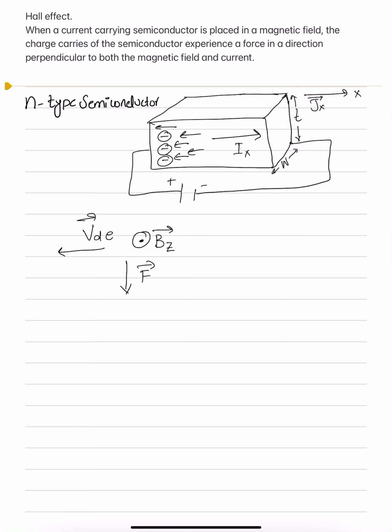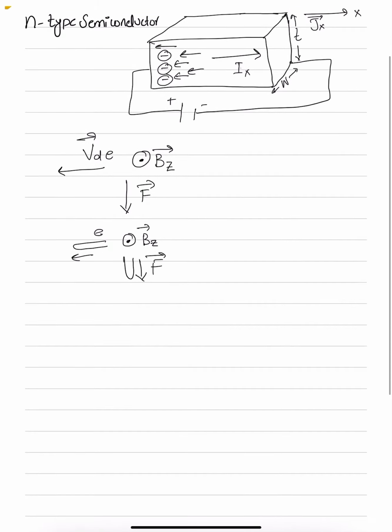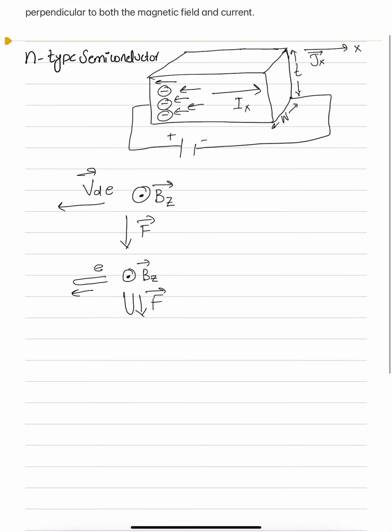So if this is the direction of your thumb, which is the direction of the electrons, and this is Bz for your finger with the thumb, then the middle finger will be downward. You can check at home whether it works or not.